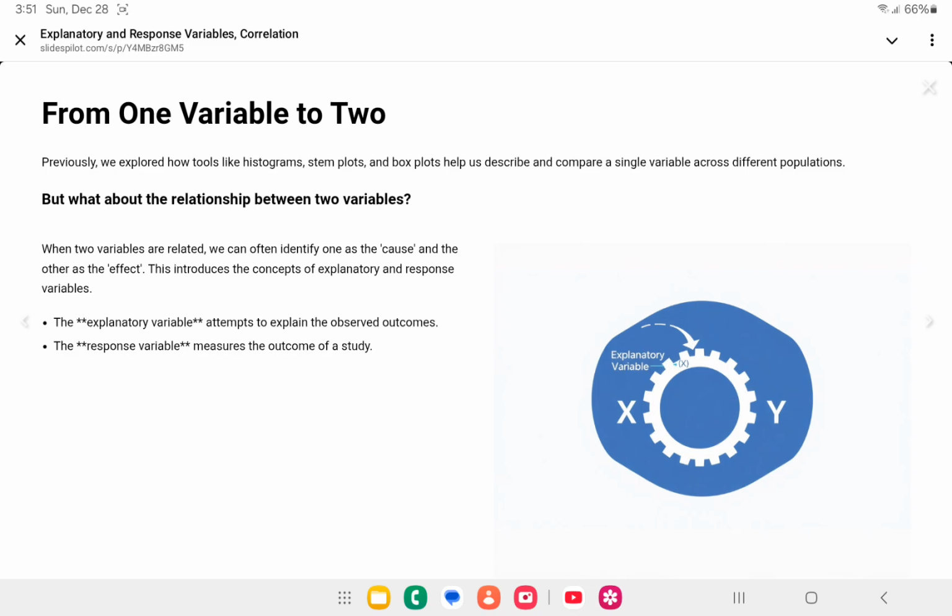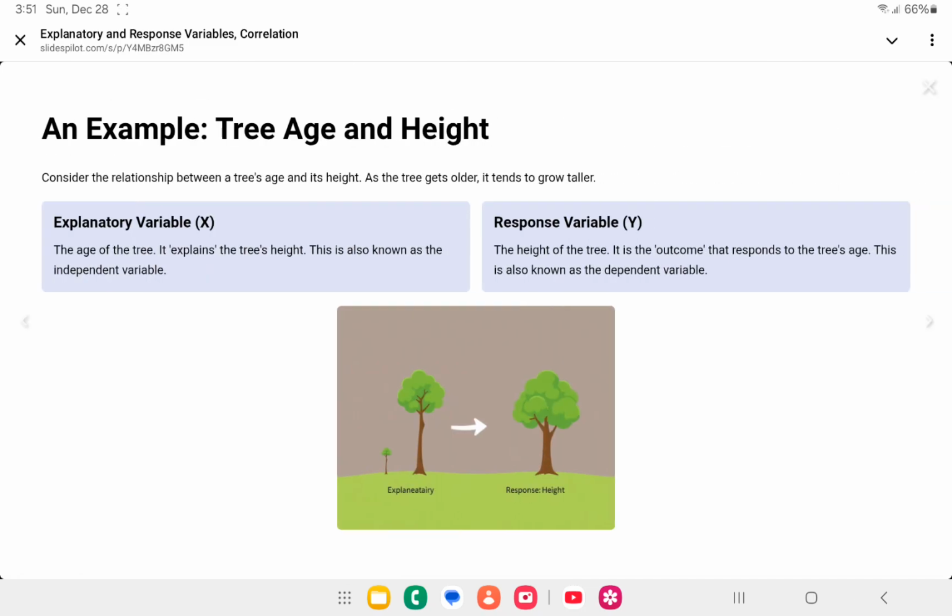Well, we saw that we can use a time plot to show this. If there is a relationship between these two variables, one can be called the response variable and the other can be called the explanatory variable. The response variable measures the outcome of a study, and the explanatory variable explains the outcome of a study.